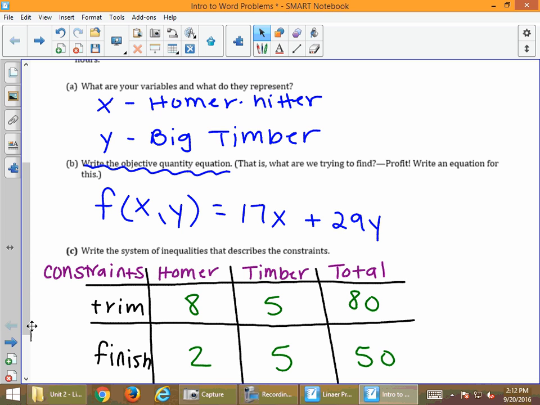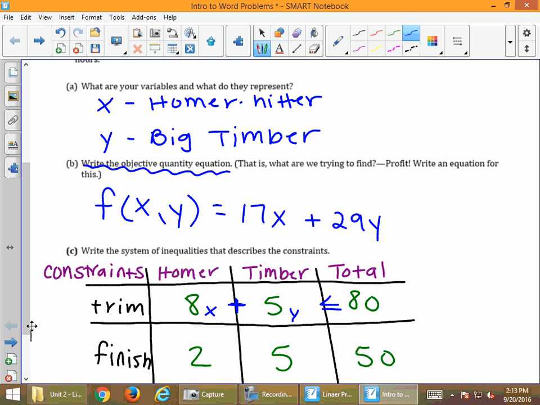That's the reason why. What variable did we represent with Homer? What variable did we represent with Timber? You add them together all the time. Here's the thing. We're writing the inequality. We only have a total of 80 hours. So can we go over 80? No. So the amount of hours you have to make these has to be less than or equal to 80. Can't go over 80. That's our maximum.